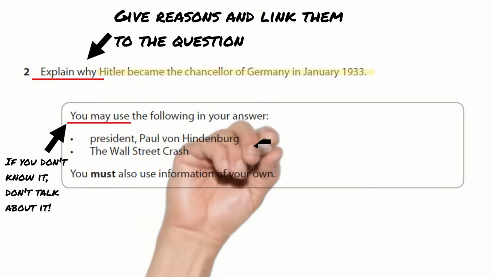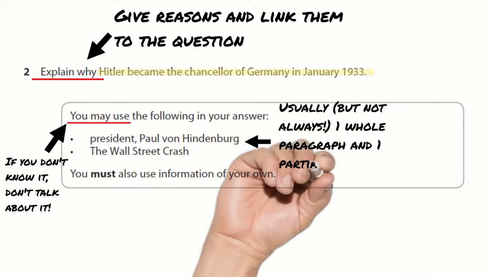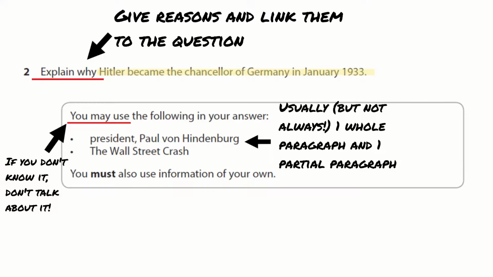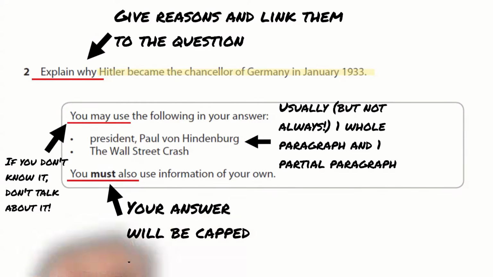One of the things you should expect from these bullet points is usually one of them is a clear paragraph on its own and the other is part of a paragraph. And you'll see what I mean by this in a minute. However, at the bottom of this little box, it goes on to say that you must also use information of your own. Answers that don't give additional knowledge are capped, so you absolutely have to do this.